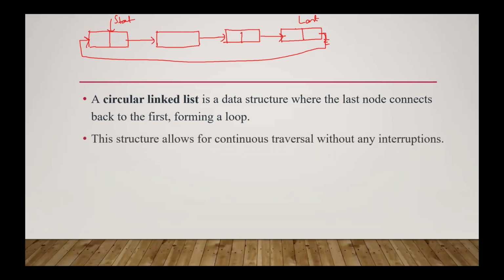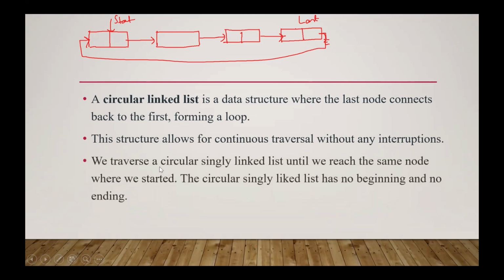This structure allows continuous traversal without interruption. So here we can traverse each and every node without any interruption. We traverse a circular linked list until we reach the same node. For example, if I start from this node, the second node, we can traverse until we reach the same node. Third node, I start from this node, then we can traverse until we reach the same node.